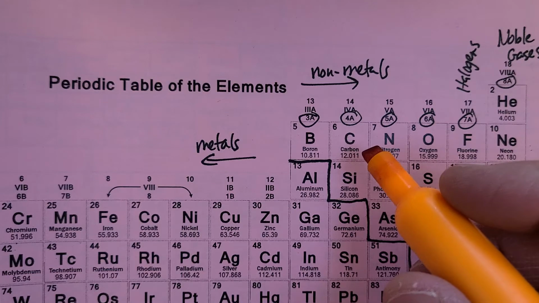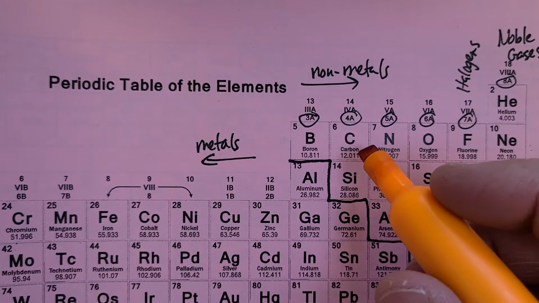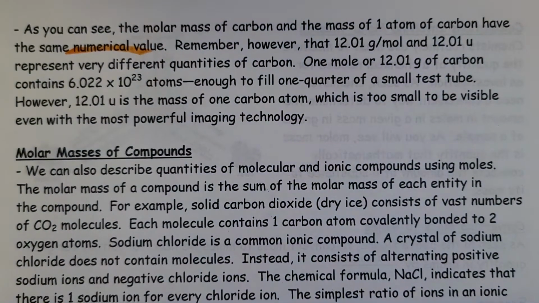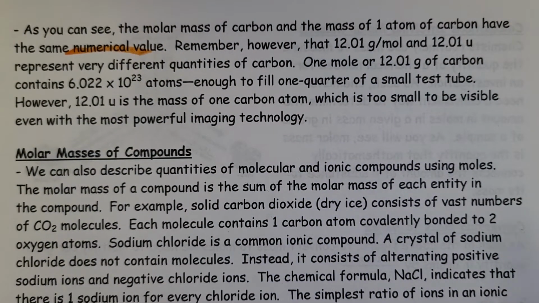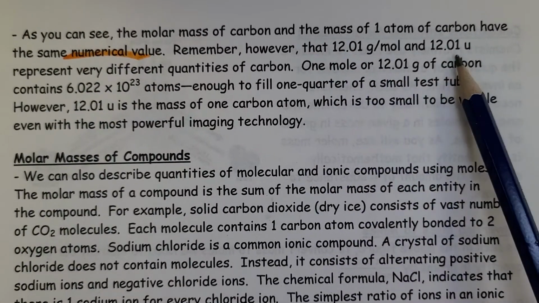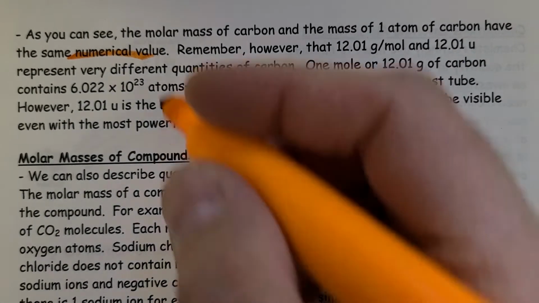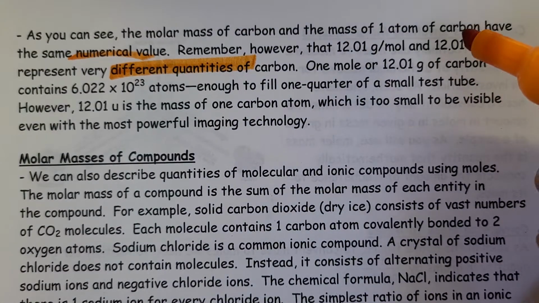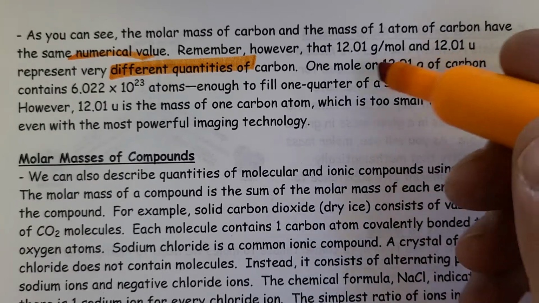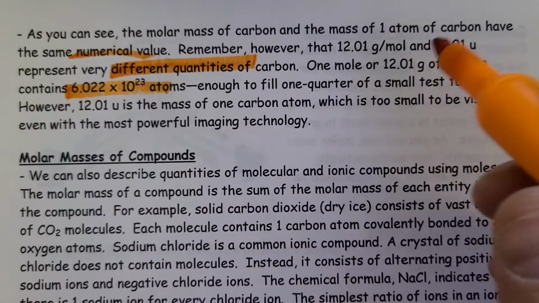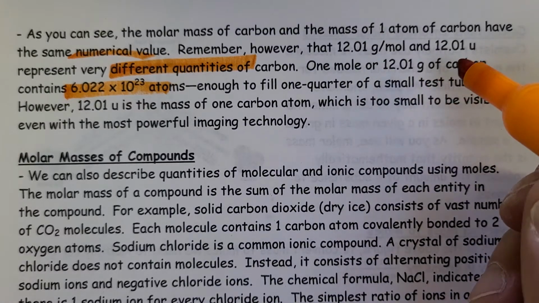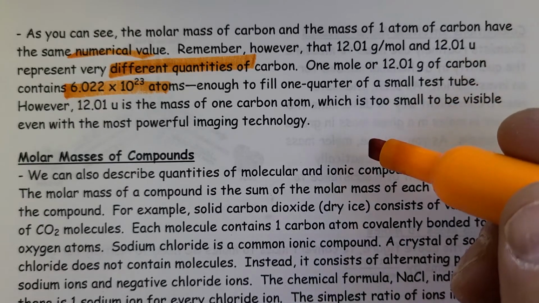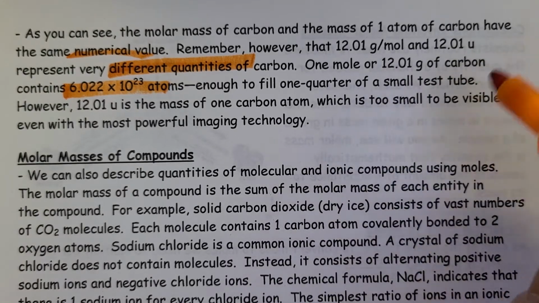So if I took 6.02 times 10 to the 23rd carbons and threw them on a balance, it would read 12.011 grams. Remember that 12.01 grams per mole and 12.01 units represent different quantities, but the numbers are the same. So 1 mole, or 12 grams, of carbon contains this many atoms, enough to fill 1/4 of a small test tube. That's how much a mole of carbon would actually look like.